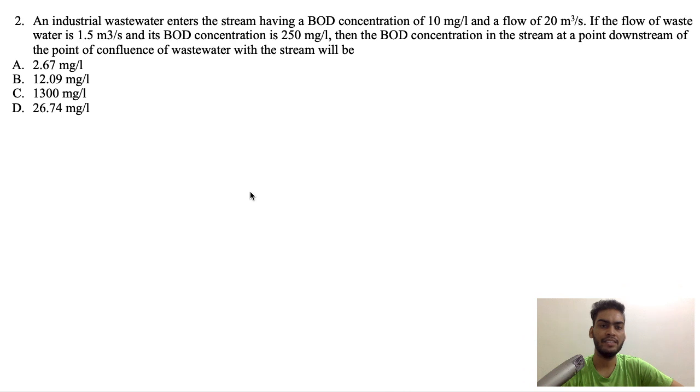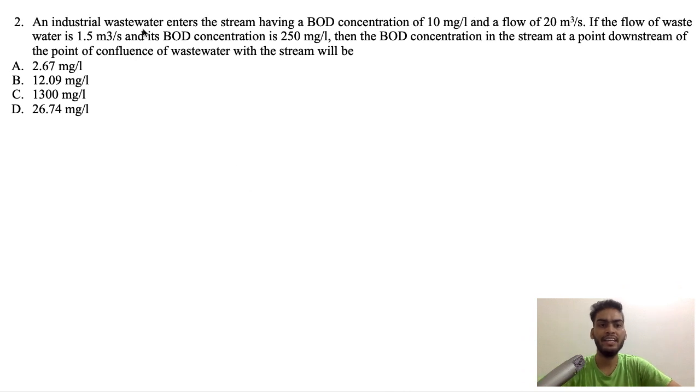So here it says an industrial wastewater enters the stream having a BOD concentration of 10 milligram per liter and flow of 20 meter cube per second. If the flow of wastewater is 1.5 meter cube per second and BOD concentration is 250 milligrams per liter, then the BOD concentration in the stream at a point downstream of the point of confluence of wastewater with the stream will be. So we have to find out the BOD of the mix.